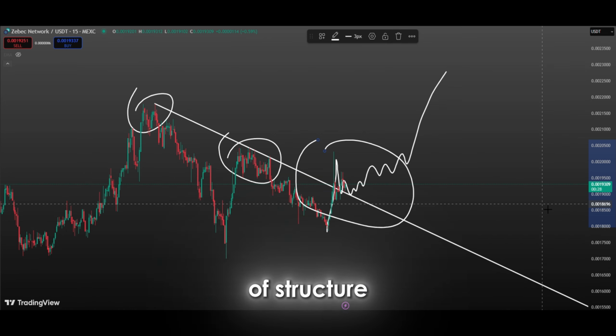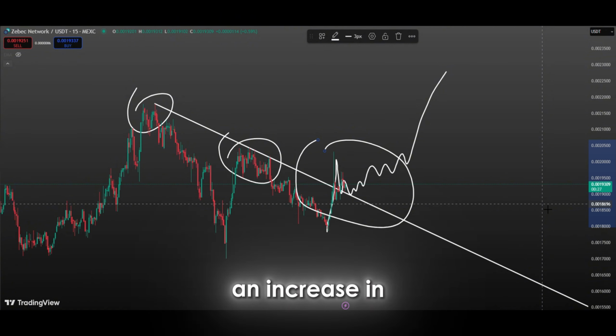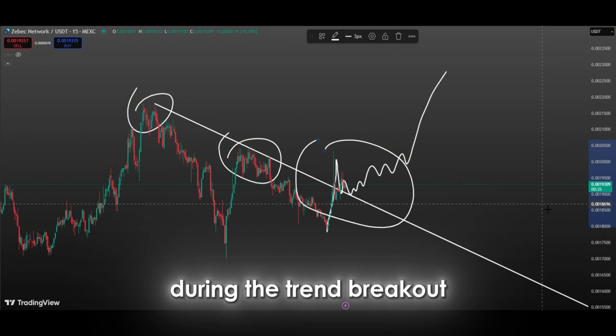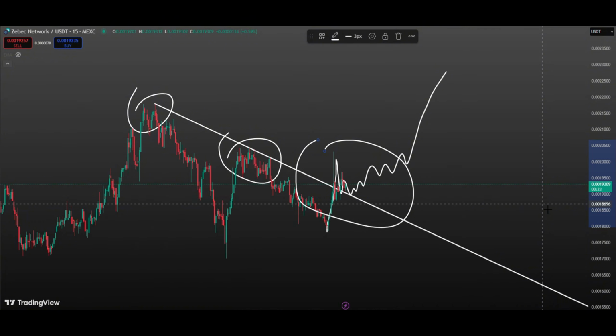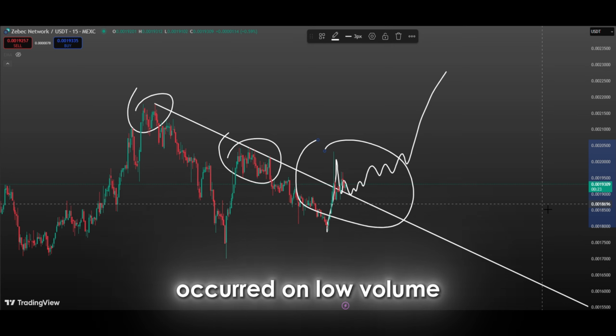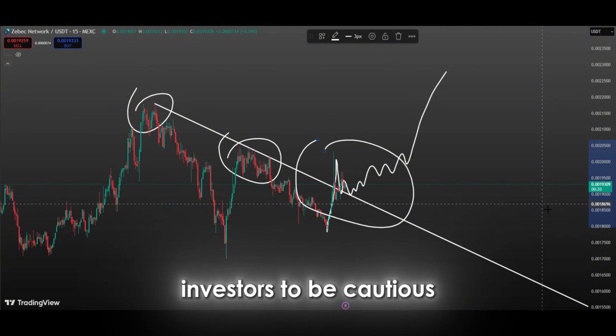In this kind of structure, volume analysis is also of great importance. If there was an increase in trading volume during the trend breakout, and the volume is relatively lower during the retest, this indicates that the breakout was not fake, and the market is taking this level seriously. On the contrary, if the breakout occurred on low volume and high selling volumes were observed during the retest, this may lead investors to be cautious.